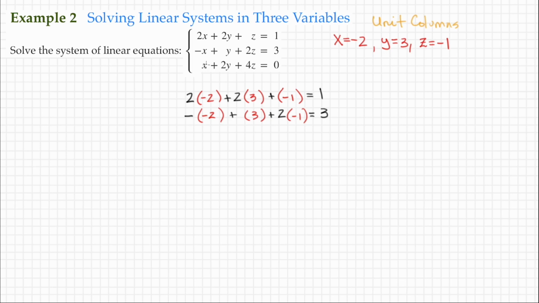Let's do the final one. We have x here, that's negative 2. Plus 2y, and of course y is 3. Plus 4z, and z is negative 1. And that entire thing should equal 0. So we have negative 2 plus 2 times 3, which is 6. Negative 2 plus 6 is 4. 4 times negative 1 is negative 4. And 4 minus 4 is 0. So it does satisfy the system.